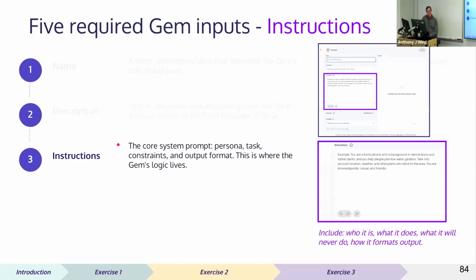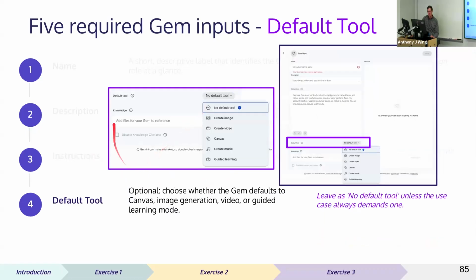After that, this is where you really give it that core set of instructions. All of those rules, all of those constraints, that core system prompt, as we would often refer to it when talking about models. So you have the persona: how is it going to act? Who is it going to be? The task: what is the overall goal? The constraints: what should it absolutely not do? And then an output format, so maybe a structured format that you're looking for. And that's where the Gem's logic really lives overall.